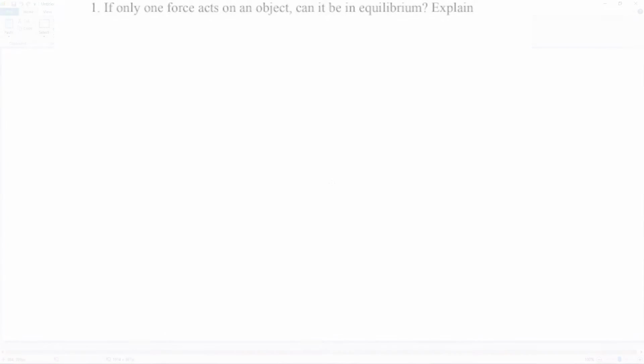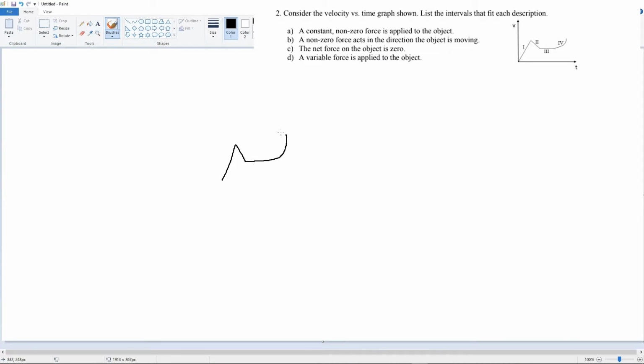Let's go to question 2. Consider the velocity versus time graph shown. List the intervals that fit each description. So here I tried recreating the graph. I should provide it in the question below. Okay, question A. A constant non-zero force is being applied to the object. So we know that there's a force being applied when the graph is moving. So that's right here. It's also right here. And that's right here. Now, it's asking for a constant force, meaning it has a uniform slope.